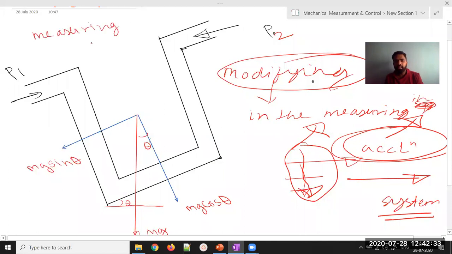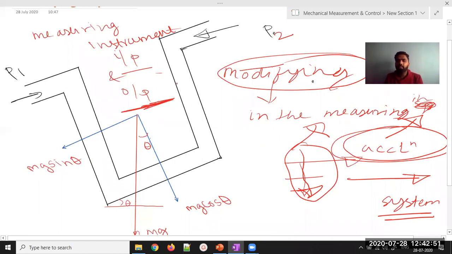Now if something is there in my measuring instrument which is inherently changing the input and output relation, inherently meaning which is embedded into the system, by its nature it is changing the input output relation, such kinds of inputs are called modifying input. How is it changing? Now this M into G, earlier this was not contributing to any kind of change in pressure difference. If this was P1, this was P2, this m into g was not contributing to anything.